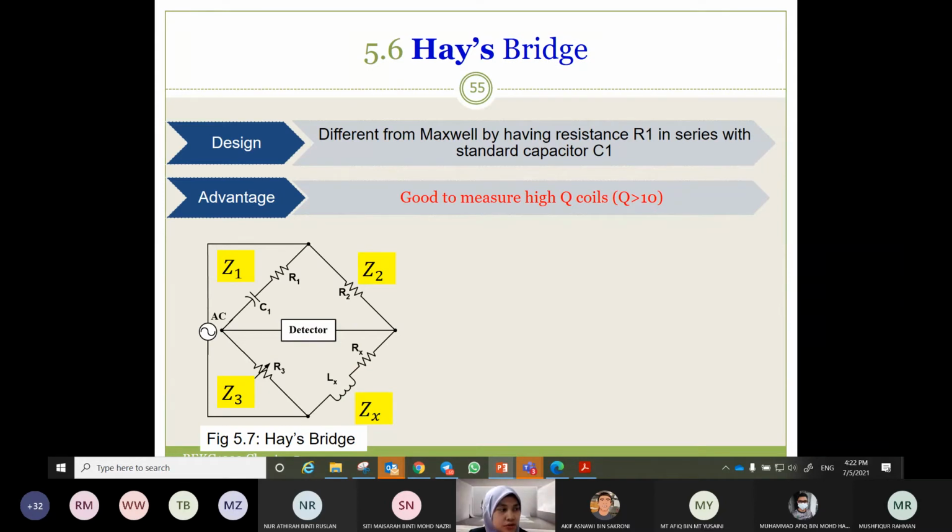Okay, we go to the next configuration. Actually, we will apply the same concept. For the AC bridge circuit, we learn about derivation, the concept of series and parallel for AC circuit, right?